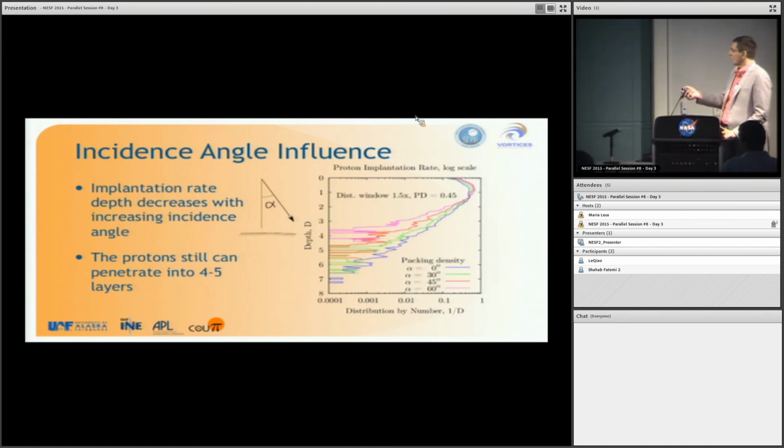And then another thing we checked is the incidence angle influence. Obviously, with increasing incidence angle, calculated from the normal to the surface, the penetration depth for the protons decreases, but it still reaches pretty deep for high porosity.